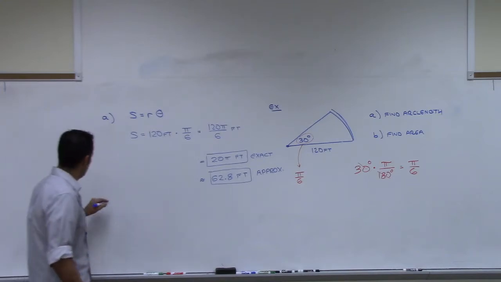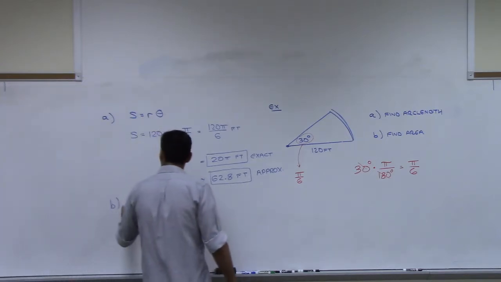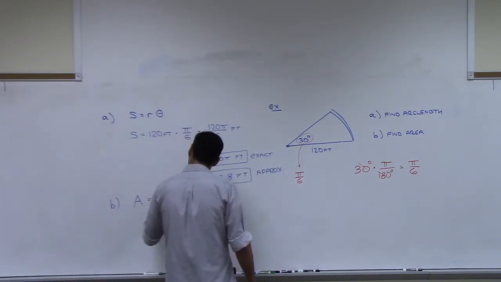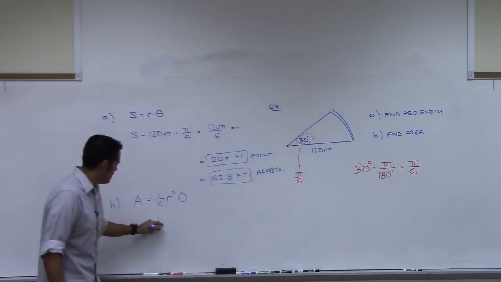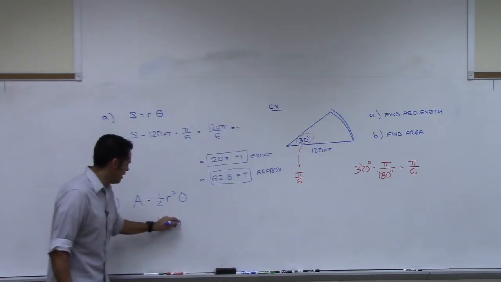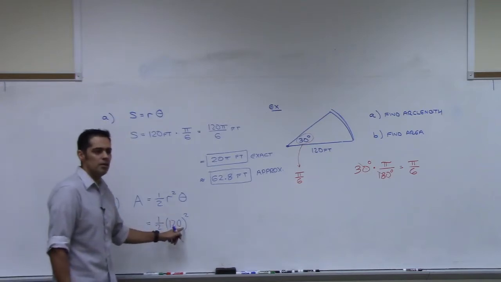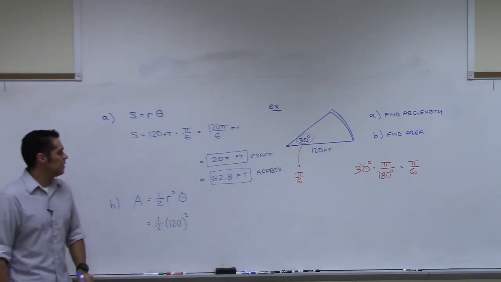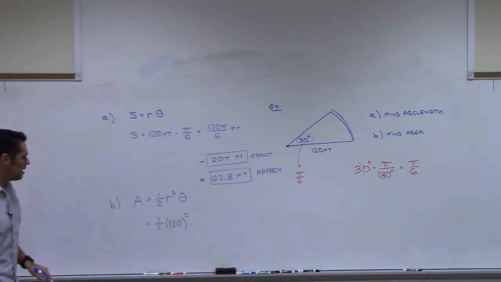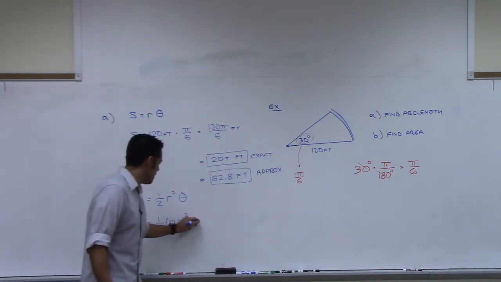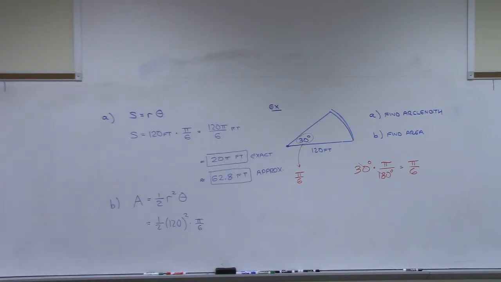Next question, part B, is to find the area. So we're going to just kick out that second formula, which was 1/2 r squared theta. And that'll be 1/2. We've got to square 120, don't we? And you could put the feet in there, couldn't you? I'm going to leave the feet off on this one. On the last one, I put feet through the whole computation. This one I'm not, because I'm going to look at it a slightly different way. And then I'm going to take that and multiply by pi over 6.